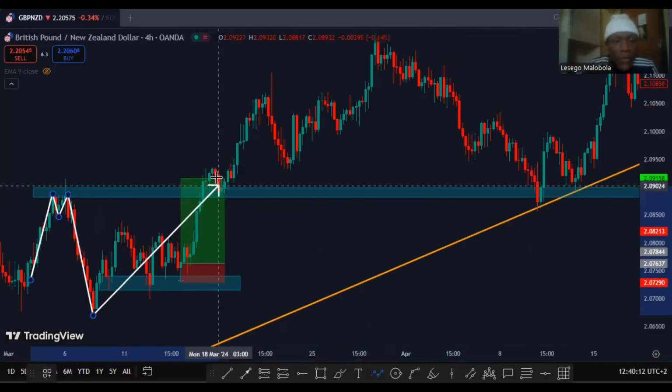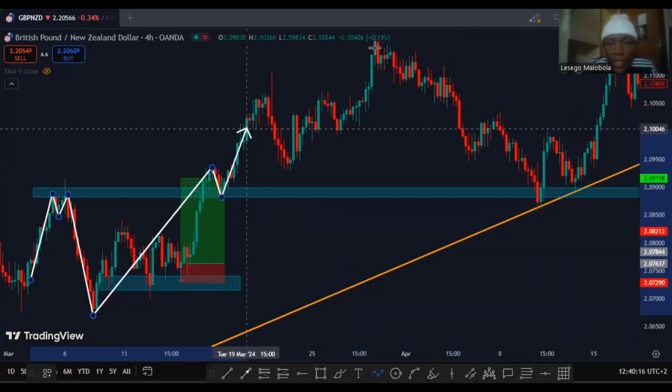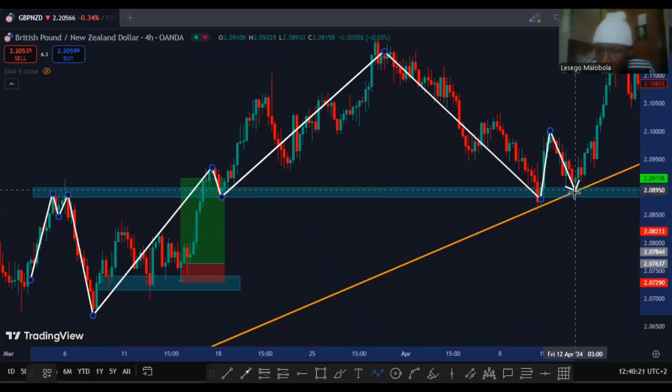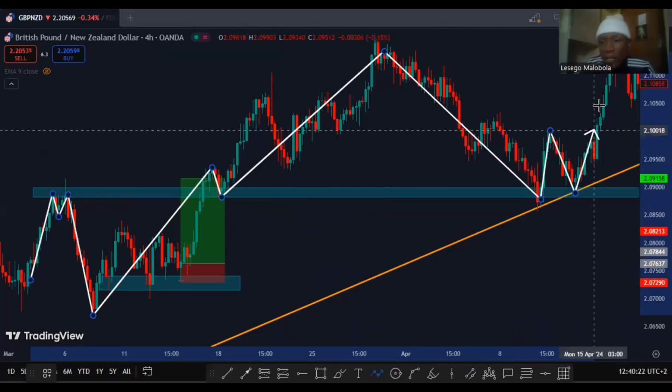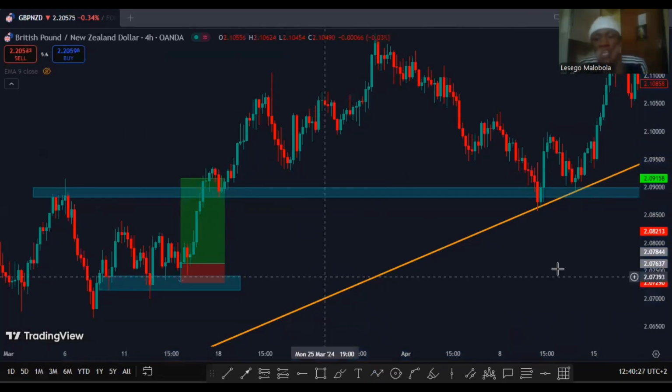Hence why you can see price after breaking, it retested, respected, obviously supporting, and now it came back again, supported, went up, and then came back again, supported, went up again, right? So obviously it's a strong support level because it started off with two rejections, you understand me?